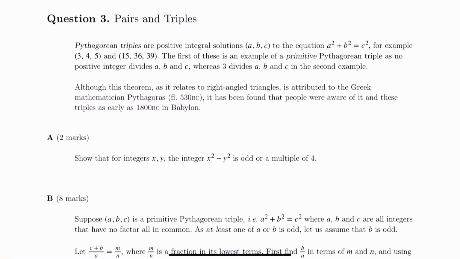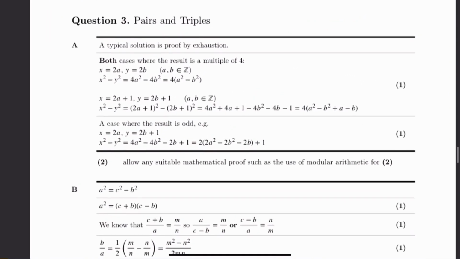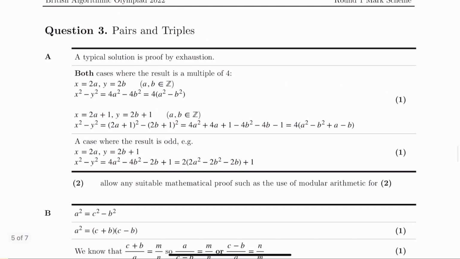Show that for integers x, y, the integer x squared minus y squared is odd or a multiple of 4. And if you try to do this question, then you probably would have seen in the mark scheme over here this quite long-winded way, and over here at the bottom it also says allow any suitable mathematical proof using modular arithmetic. So I'm going to show you how that would look using modular arithmetic, because this solution is already good using the other way.